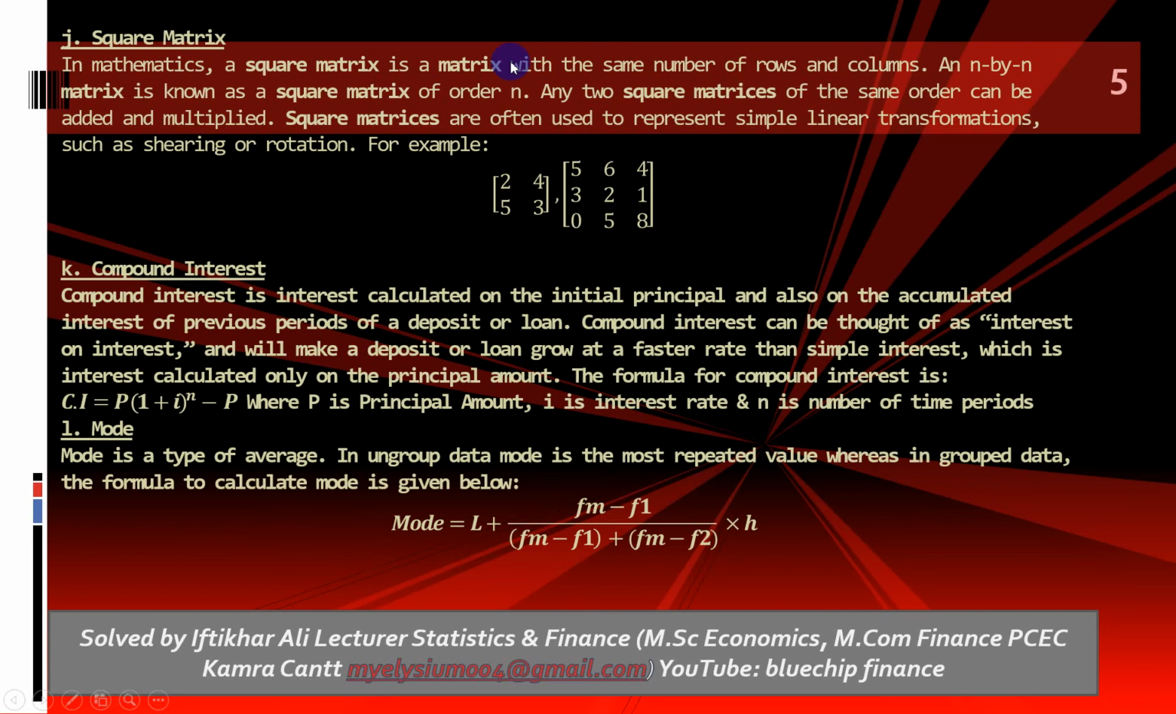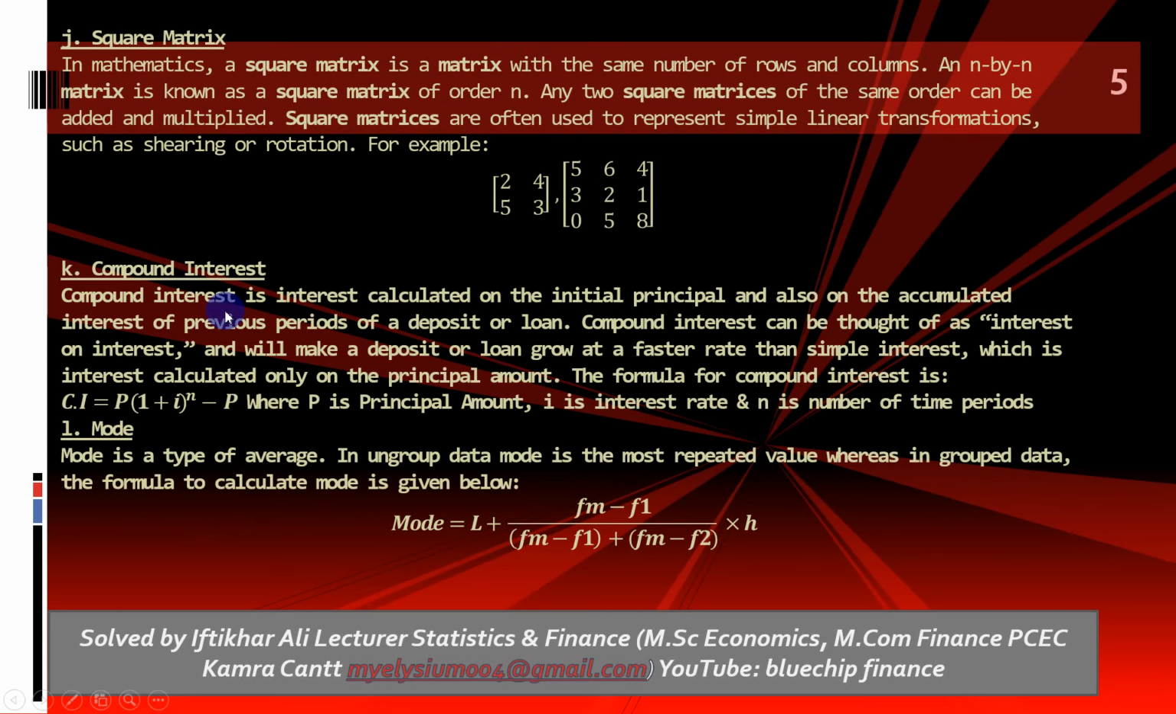Square matrix. In mathematics, a square matrix is a matrix with the same number of rows and columns, and an n by n matrix is known as a square matrix of order n. Any two square matrices of the same order can be added and multiplied. Square matrices are often used to represent simple linear transformations such as shearing or rotation. For example, two examples of square matrices are given here.